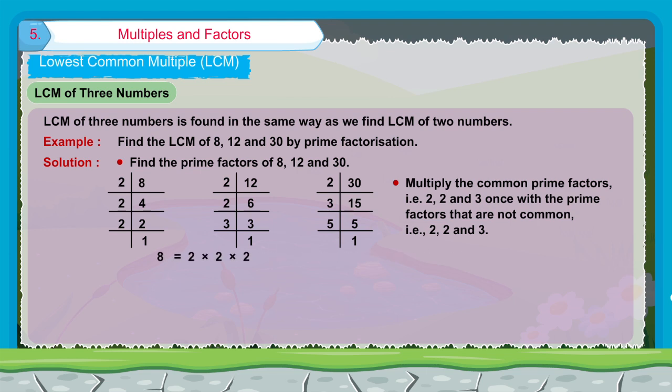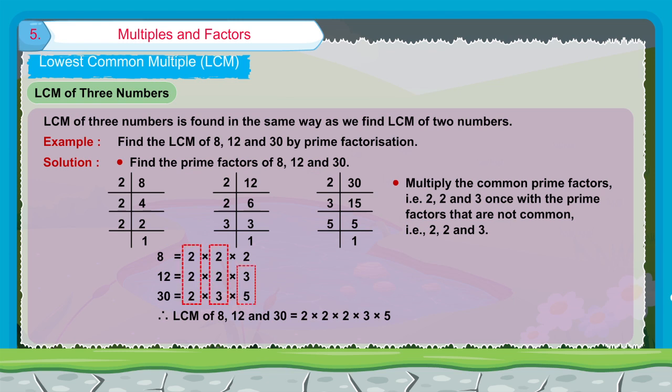8 is equal to 2 into 2. 12 is equal to 2 into 2 into 3. 30 is equal to 2 into 3 into 5. Therefore, LCM of 8, 12 and 30 is equal to 2 into 2 into 2 into 3 into 5 is equal to 8 into 15 is equal to 120.